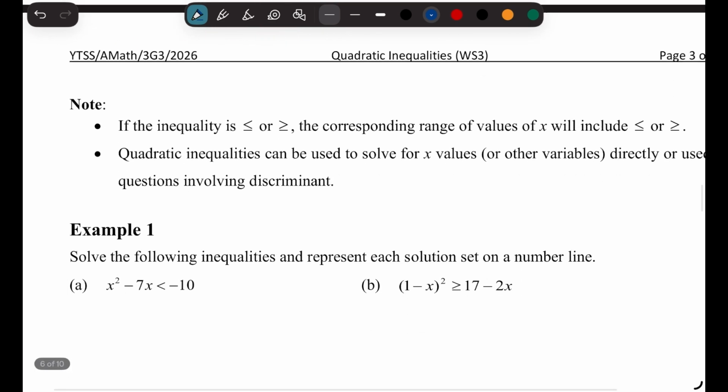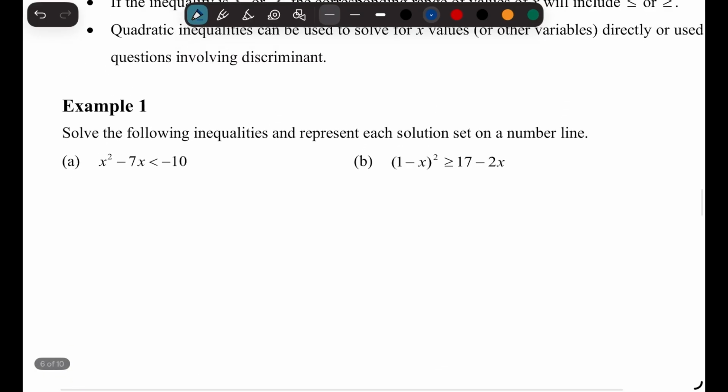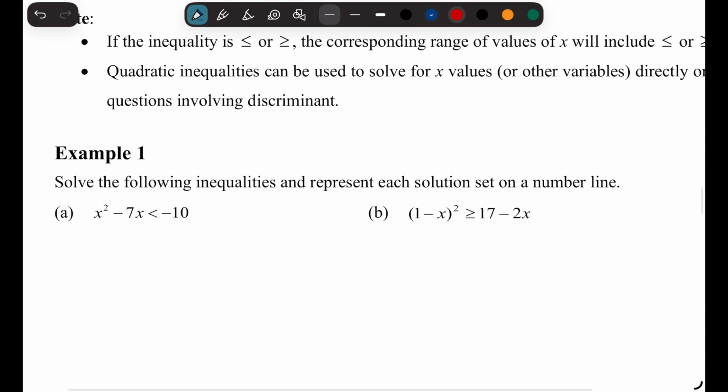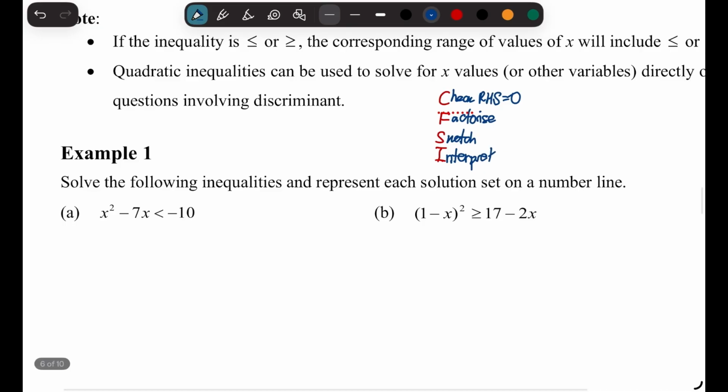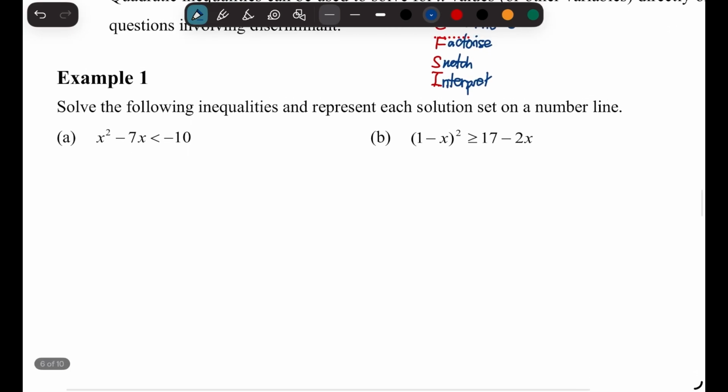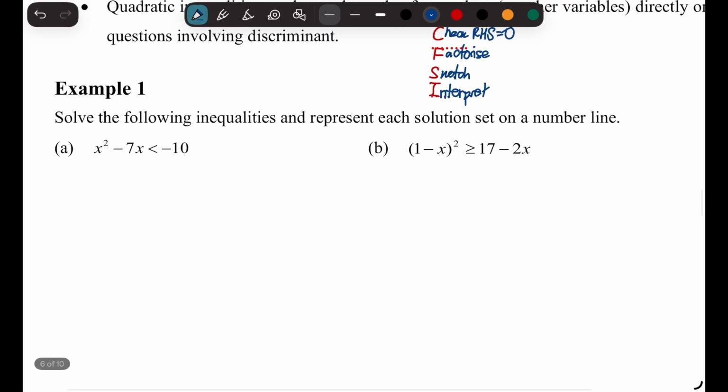Okay, so over here, let's look at example number 1. If I were to write my acronym over here, CFSI. First step, check right hand side is equal to 0. Factorize or solve or find the intercepts. Third step, sketch, and the last one is interpret based on your sketch. So let's look at example number 1. You can try this by yourself if you are confident on how to solve quadratic inequalities. If not, we'll work through this example together.